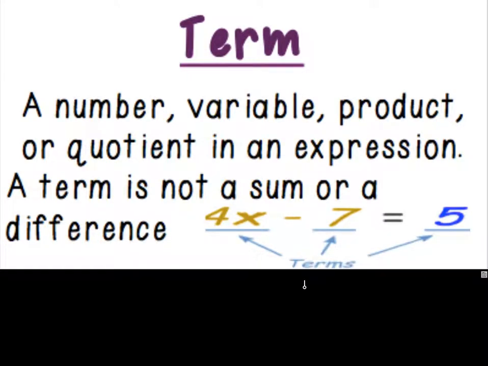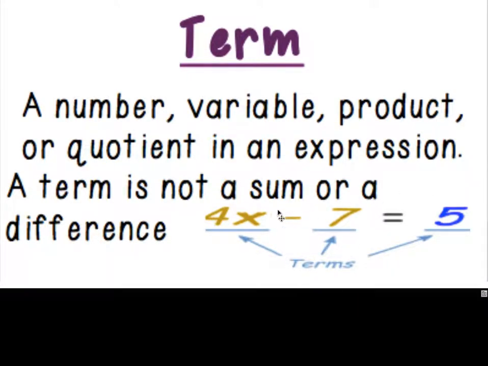Right? So in this here, each of these pieces is a term. So 4x is a term, 7 is a term, and then the solution that you get, ignore the fact that there's an equal sign, but the solution that you get of 5 is a term. All right? So each of the pieces in an expression would be a term.